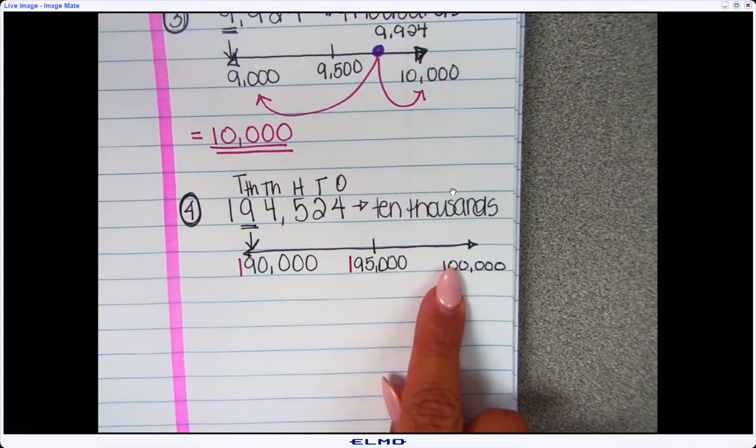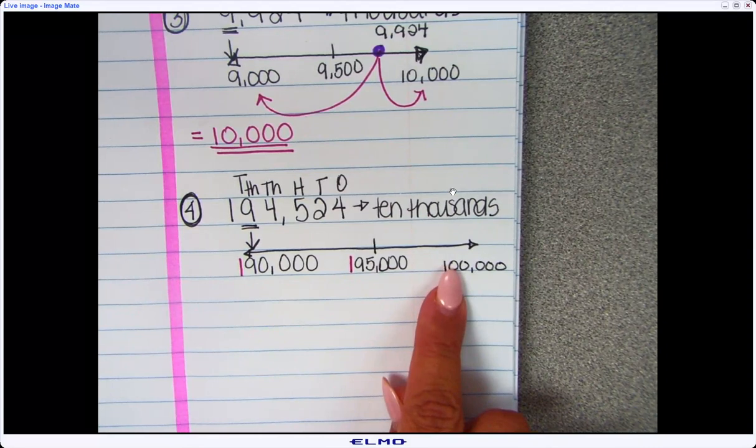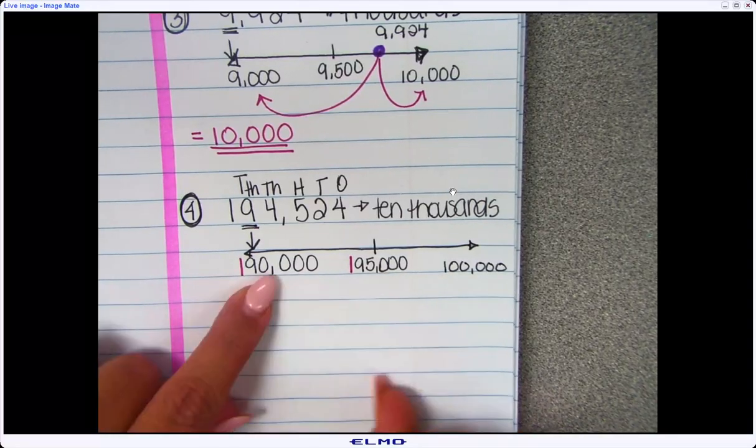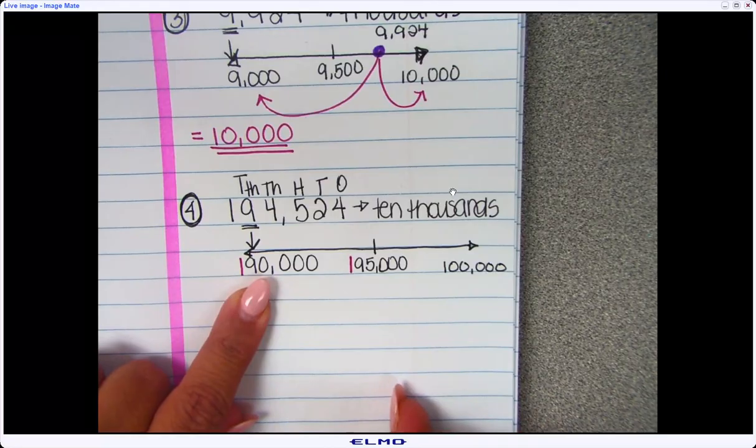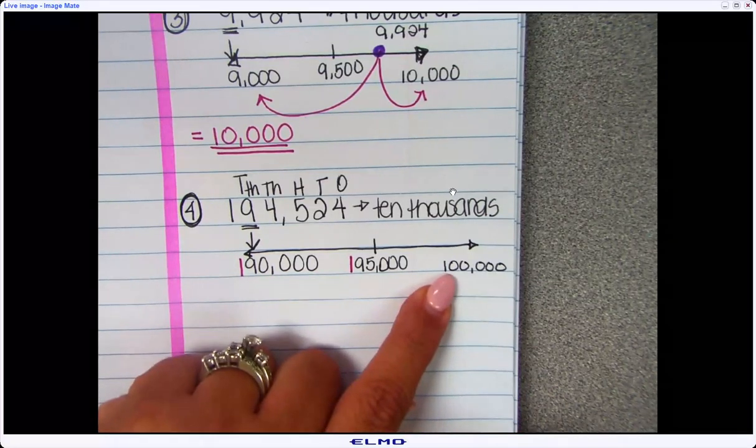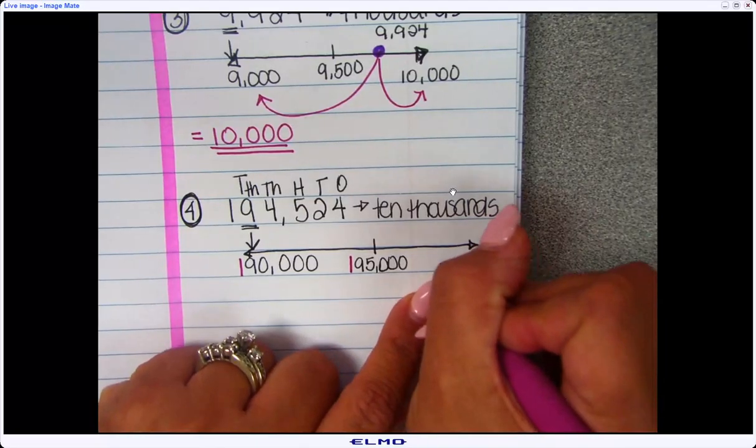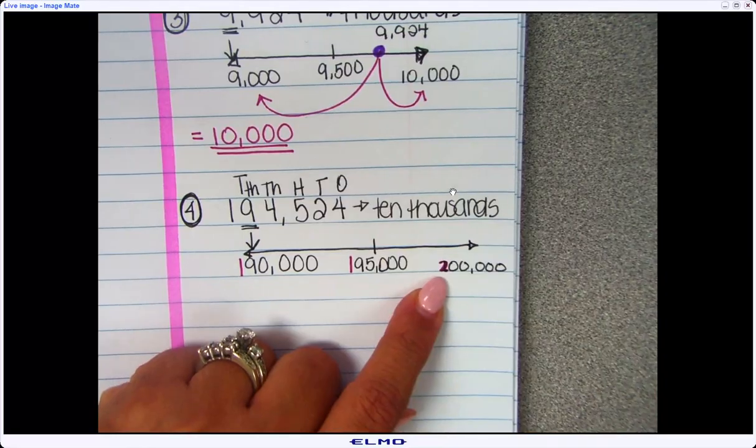If I'm counting by 10,000, it's not actually 100,000. It's 200,000. Because this was 190,000 plus 10,000 is actually 200,000. So we need to make a little adjustment there.